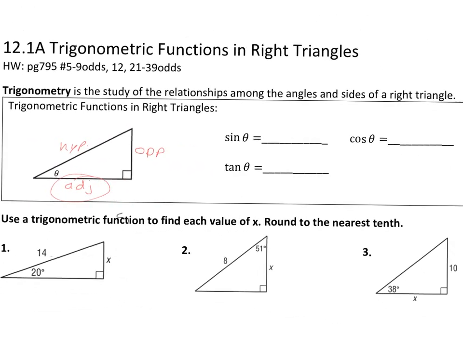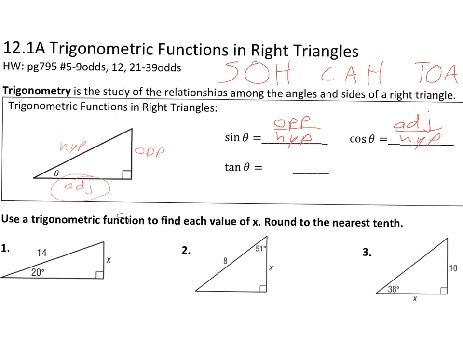Okay, so if you remember SOHCAHTOA, SOH means sine theta equals the opposite side length over the length of the hypotenuse. SOHCAHTOA. So cosine is the adjacent side divided by the hypotenuse. And the tangent of angle theta will be the opposite side divided by the length of the adjacent side.